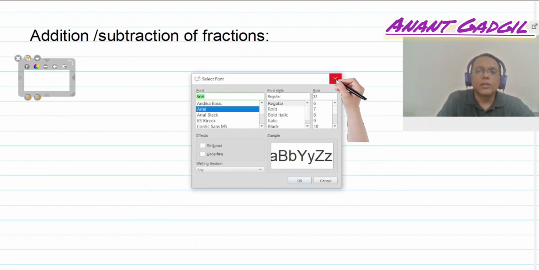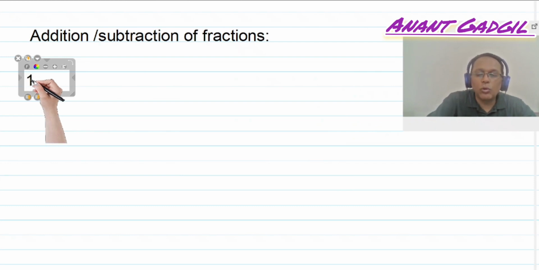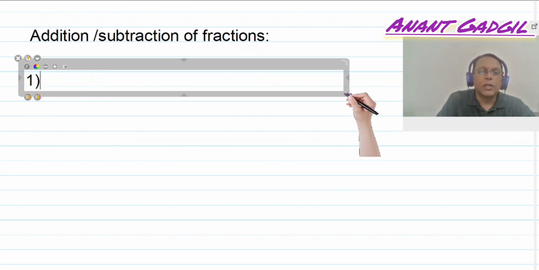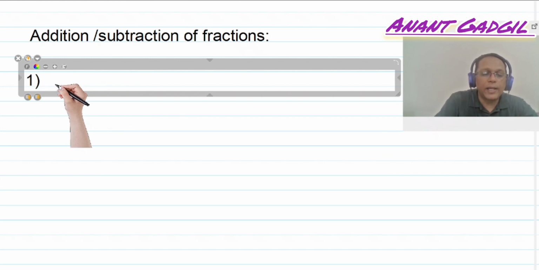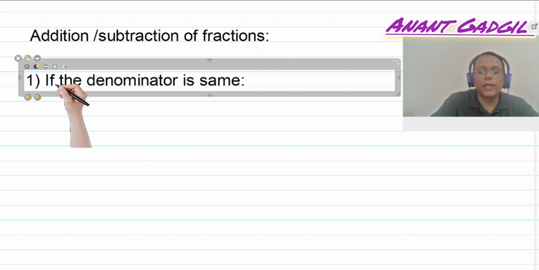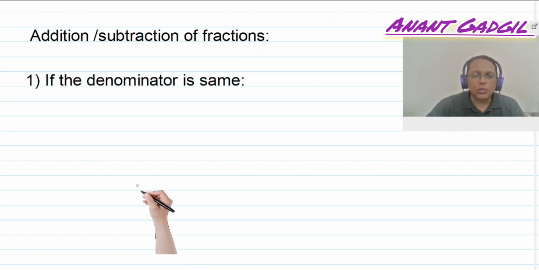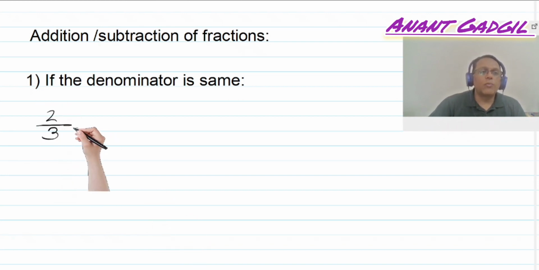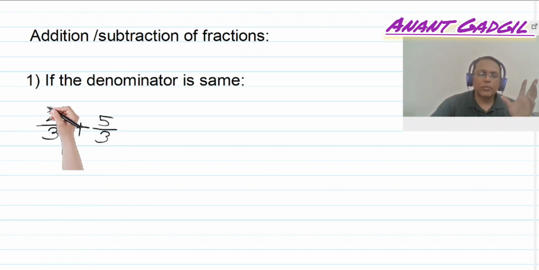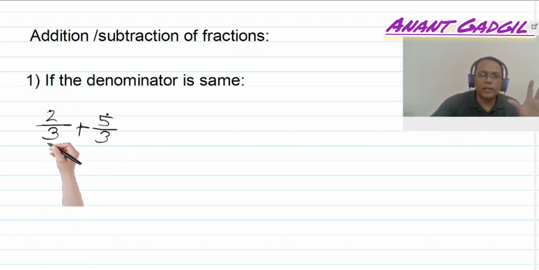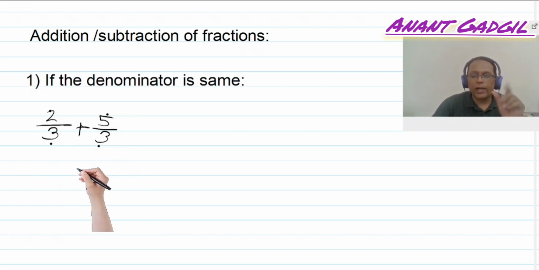Okay. So let's see what we have to do if the denominator is same. When the denominator is same, it becomes very easy. Now how do we solve this? The first question: 2 by 3 plus 5 by 3. You can see that the denominator is same, right? These 2 and 5 are the numerators and this 3 and 3 on both the fractions is the denominator.